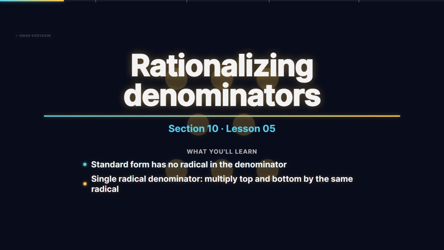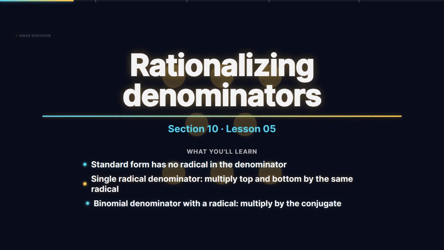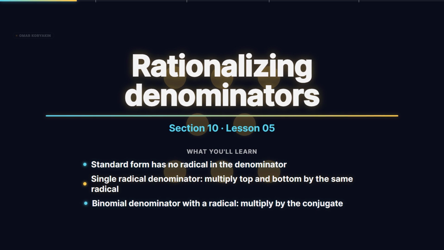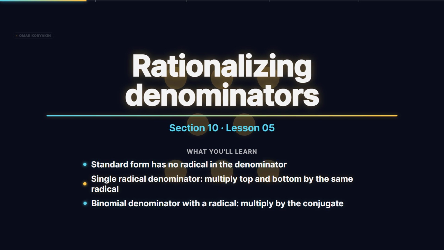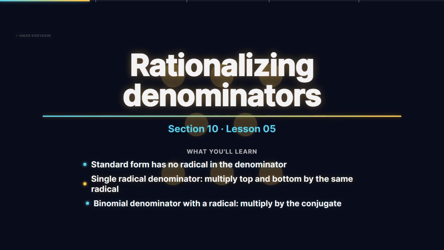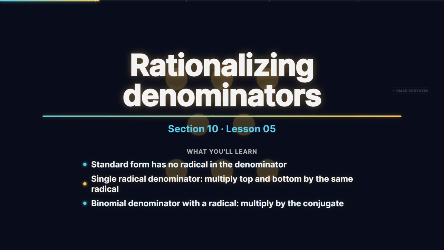When the denominator is a binomial that includes a radical, multiply both top and bottom by the binomial's conjugate. The conjugate of a plus root b is a minus root b, and their product is a squared minus b. No radical left. Today's two examples cover the single radical case and the conjugate case. Both rely on the difference of squares identity from Section 8.